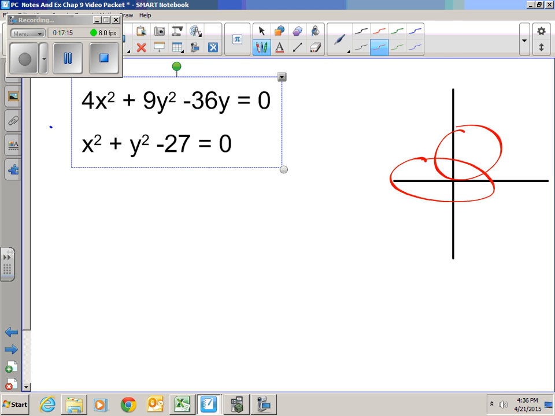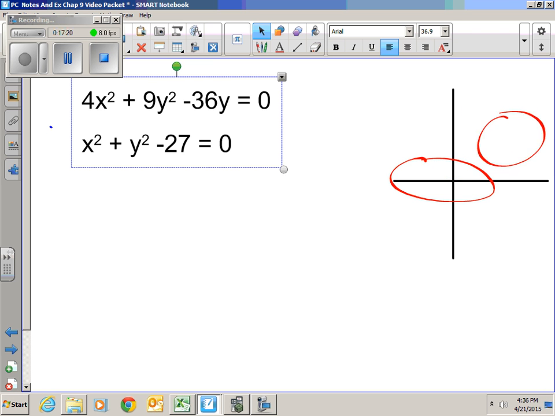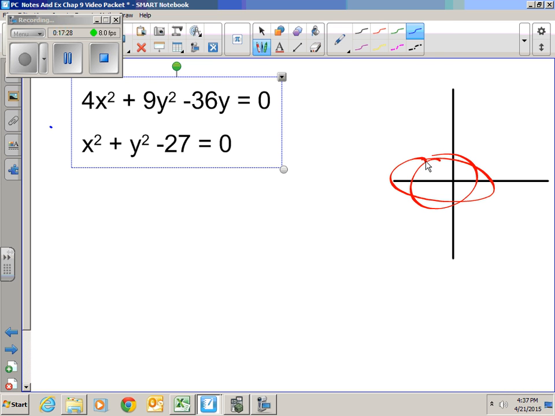I don't know. I might have 2 answers. I might have no answers. I might have 1 answer. I might have four answers. I really don't know. I can't tell just by looking at this right now. So let's go ahead and solve it algebraically. Let's do this one as opposed to doing it by substitution. Let's do this one by elimination.